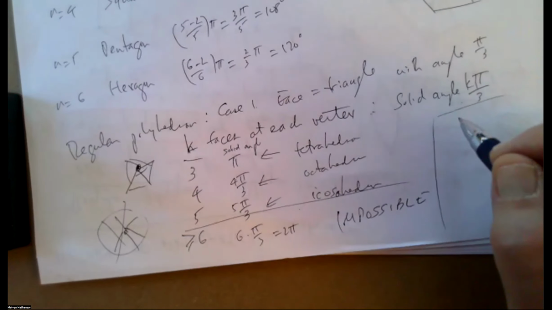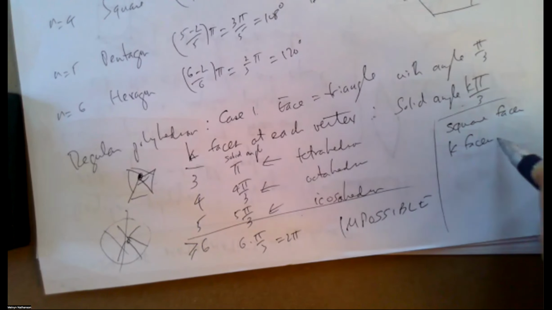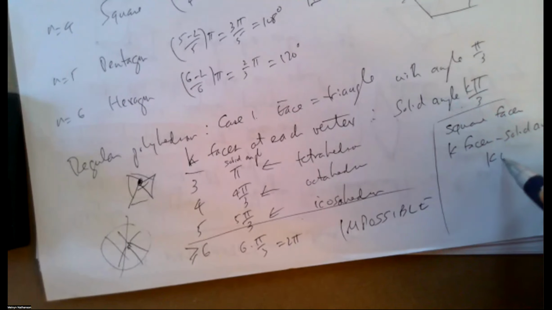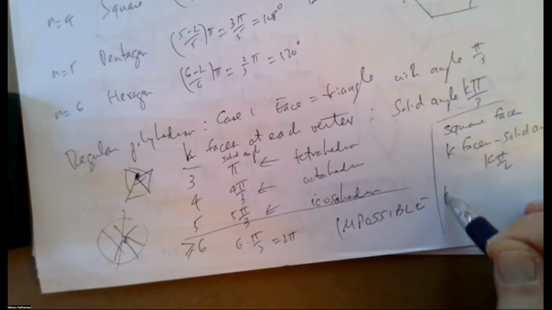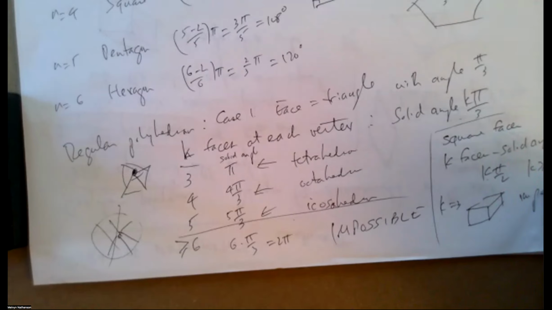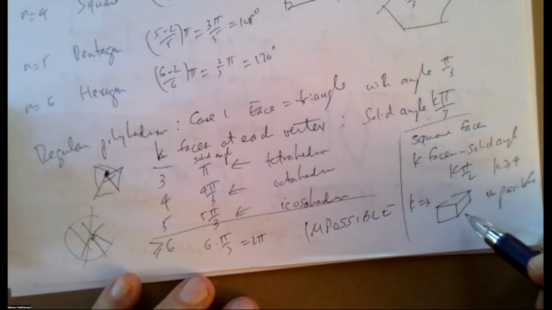What about if each face is a square? Square faces. So if you have k faces, you get a solid angle which is k times pi over 2. So if k is 3, that's the cube. If k is greater than or equal to 4, this would be at least 2 pi. It's impossible. So there's only one regular polyhedron with square sides, and that's the cube.